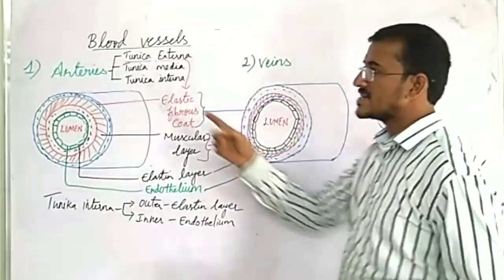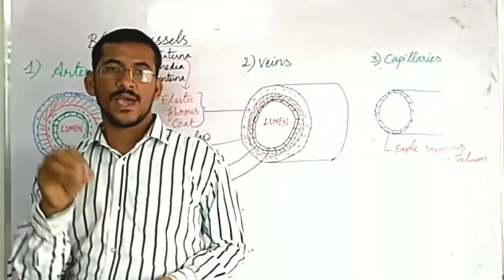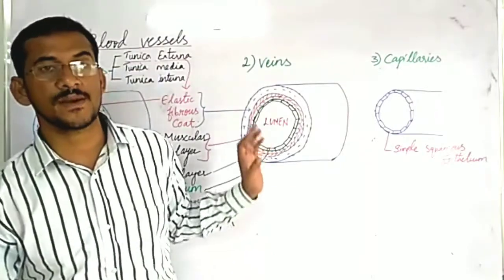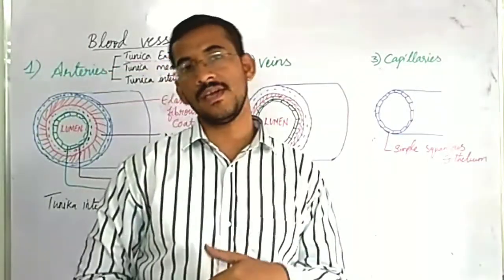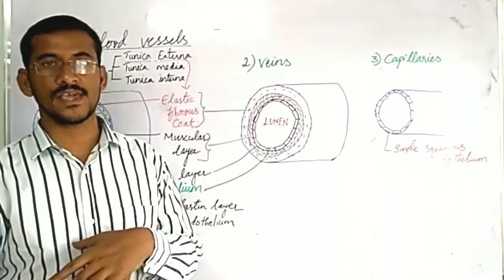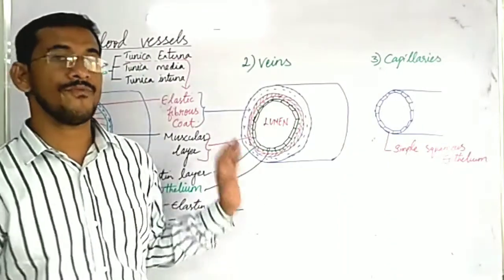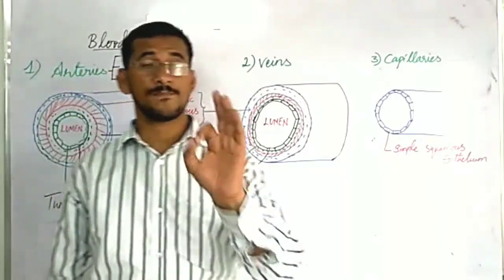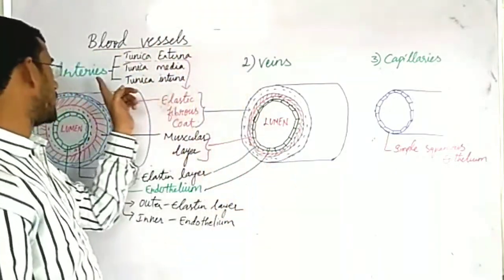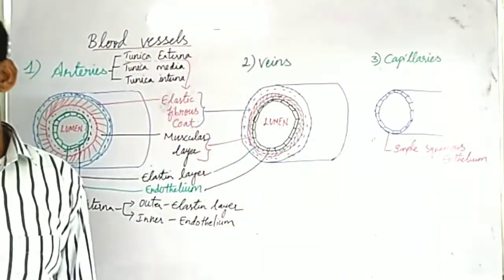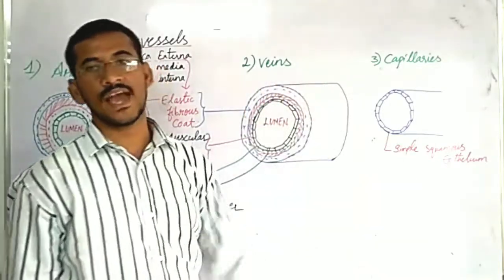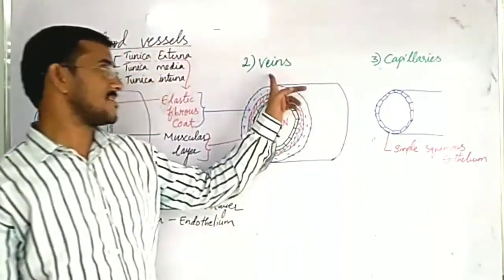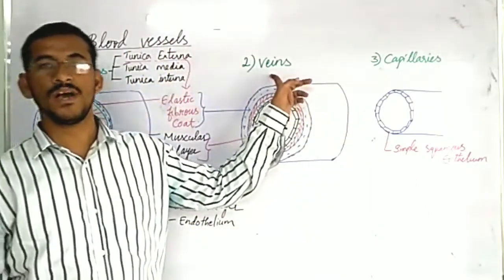Arteries always carry pure blood. They always carry oxygenated blood, except the pulmonary artery. The pulmonary artery carries deoxygenated blood from the right ventricle to the lungs. Except that pulmonary artery, all remaining arteries carry oxygenated blood. And veins carry deoxygenated blood except the pulmonary vein, because the pulmonary vein carries oxygenated blood from the lungs to the heart.